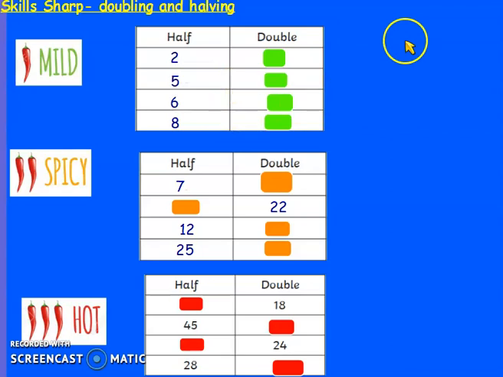So that's 6 squares across and 1, 2, 3, 4, 5 squares down. Draw that table, write the headings half and double, and see if you can fill out the information by doubling and halving these numbers. Give yourself time to do this and press play to go through the answers.